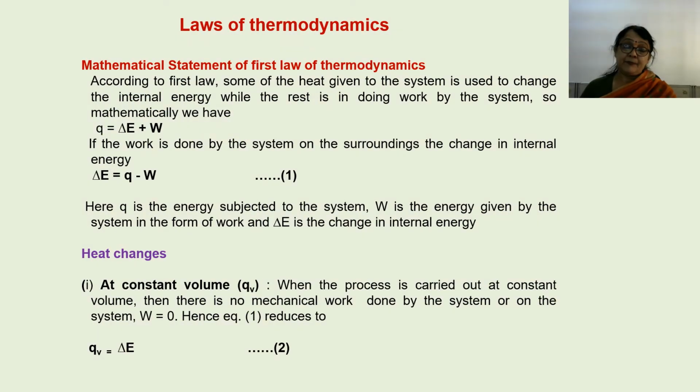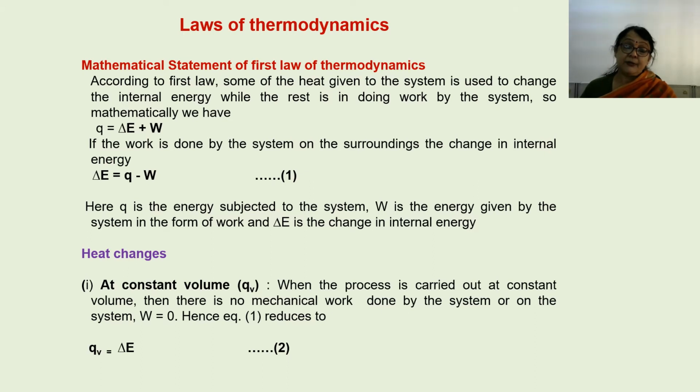Here is the mathematical form or statement of the first law of thermodynamics. According to the first law, when we subject Q heat to the system, part of the heat given to the system is used to change the internal energy of the system, while the remaining part of the heat energy is used in doing work by the system. So mathematically, we have the equation Q is equal to del E plus W.